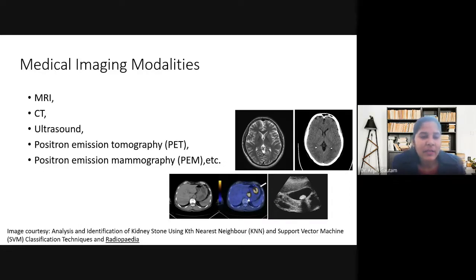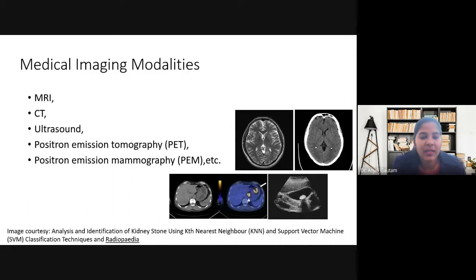So basically, there are different medical imaging modalities available. That is MRI, which we also call magnetic resonance imaging, and CT, that is computed tomography. Then the other is ultrasound imaging. Then positron emission tomography, which is called PET imaging, which is basically related to nuclear imaging, and another one is positron emission mammography, and many more are there.